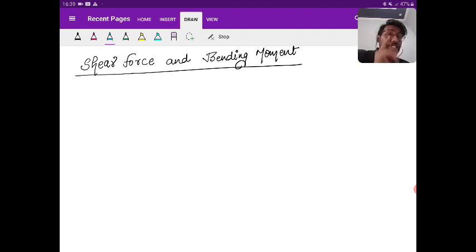Shear force is defined as the summation of all the transverse forces while moving left to right or right to left at a section. I am saying that is the shear force at any section: summation of all the transverse forces while moving left to right or right to left at any section. Before moving forward, let me write all these points, otherwise you will forget.